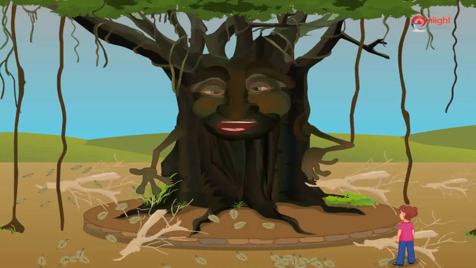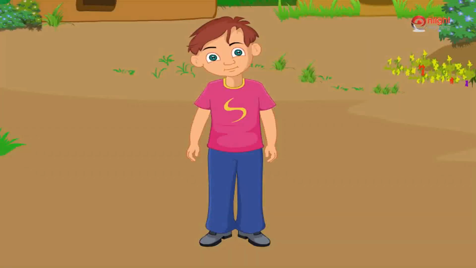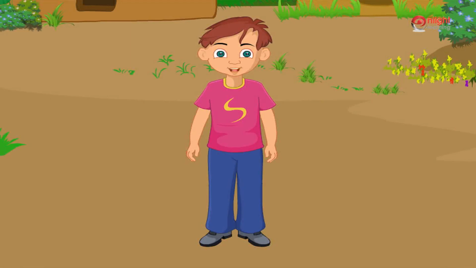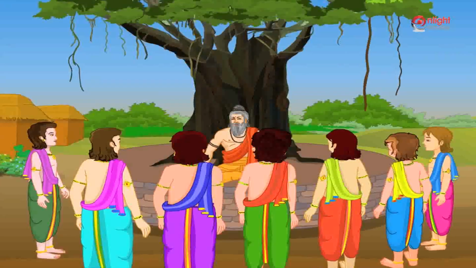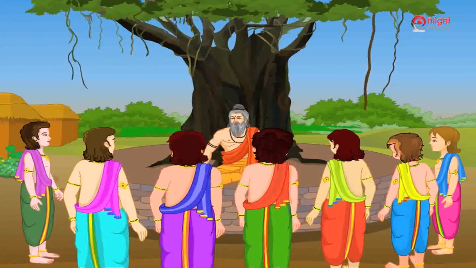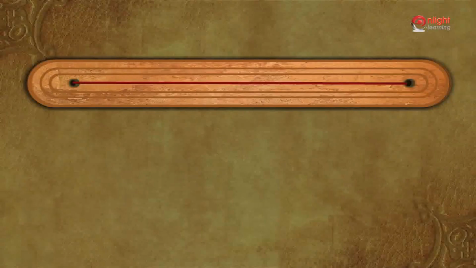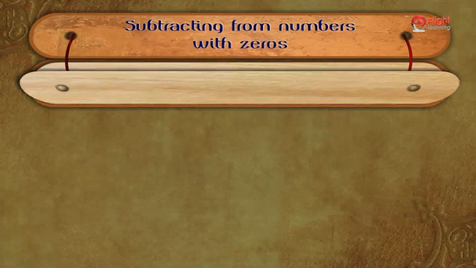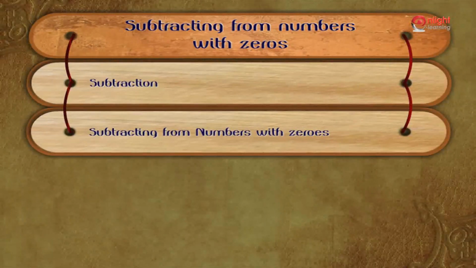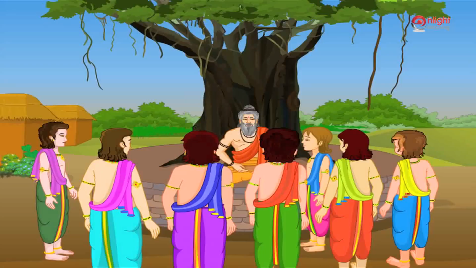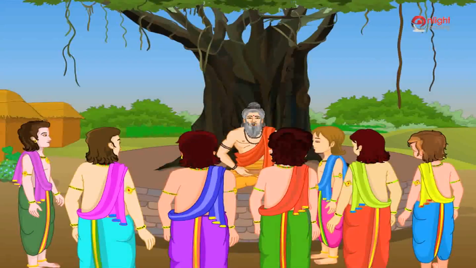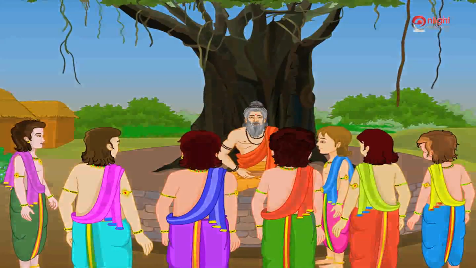Where did we stop yesterday? You were telling me about how the princess learned to subtract. Yes, Guruji was about to teach subtracting from numbers with zeros. Today we learn about subtraction, subtracting from numbers with zeros, shortcut method of subtracting. Now let us see subtracting the number from the numbers with zeros.